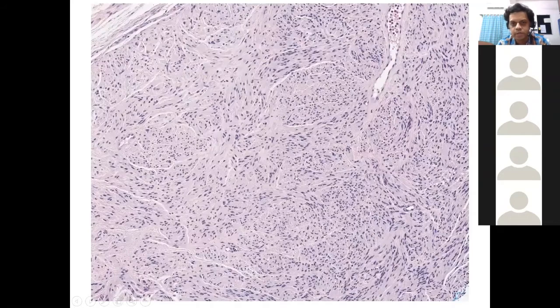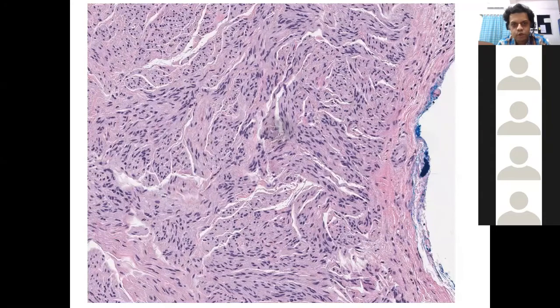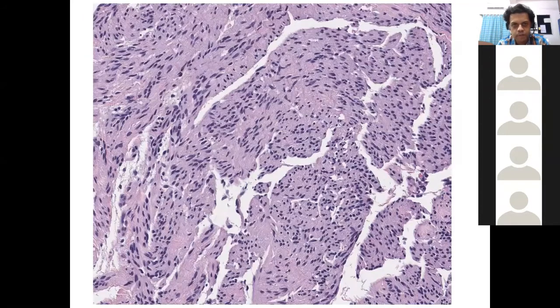So these clefts are pretty much conspicuous, and there is no specific pattern. Basically it's just small holes and small packets of cells, and the cells as such are bland. They're innocuous spindle cells with some amount of fibrillary cytoplasm. There's not much palisading or any other sign that it's a schwannoma.